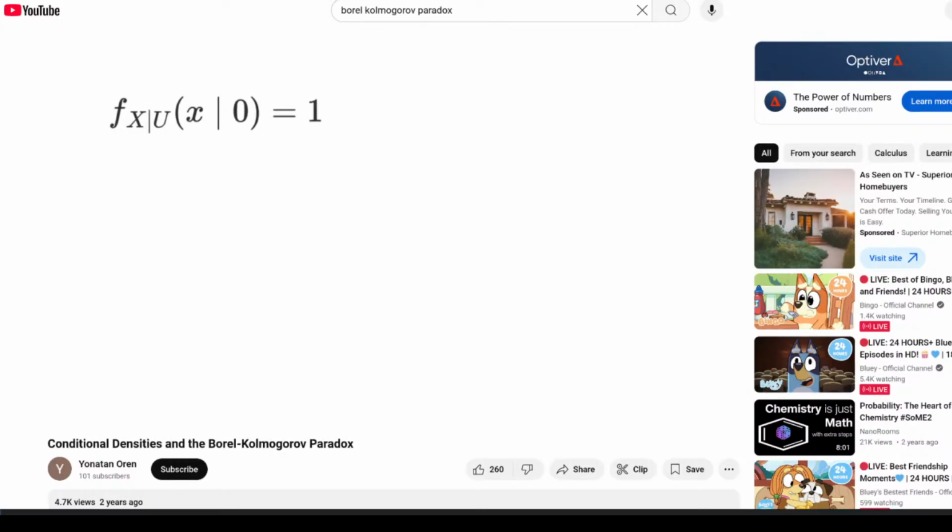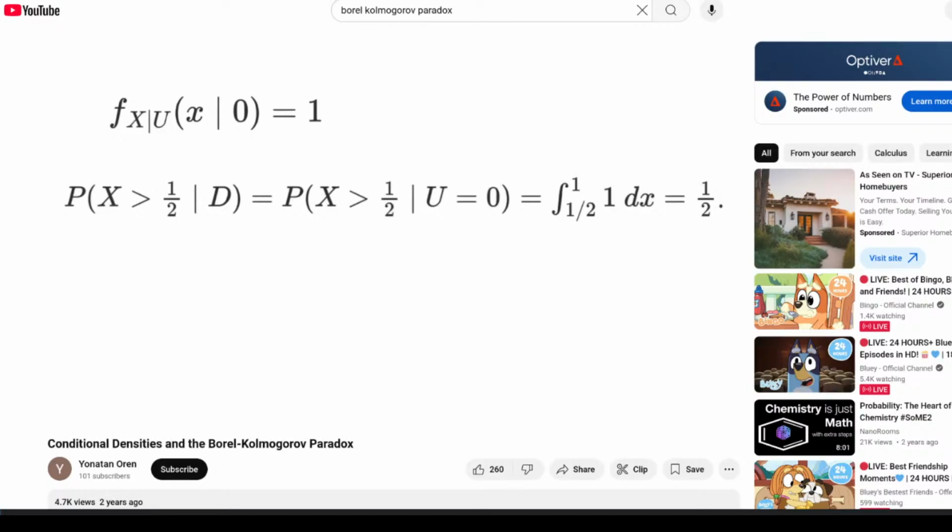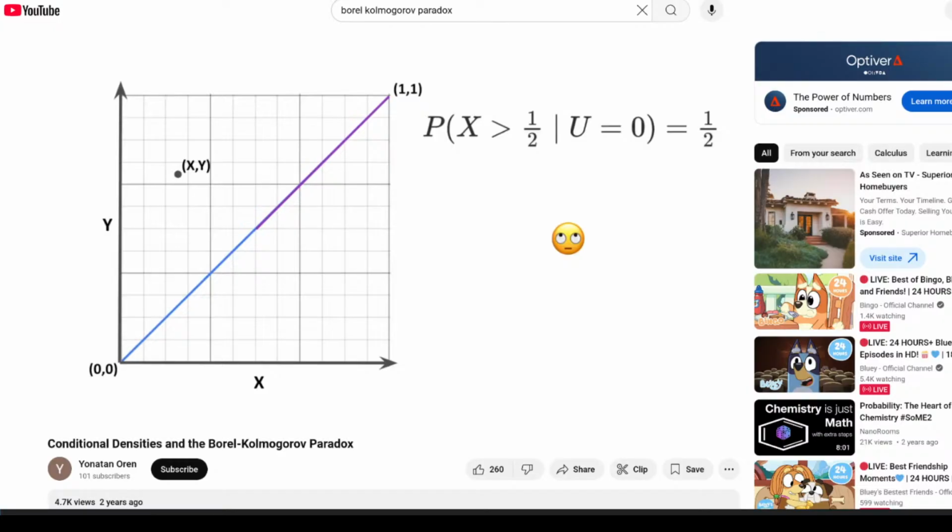Finally, we can conclude that the conditional density of x given u equal to 0 is equal to 1. Now, to compute the probability that x is larger than a half, given that u is equal to 0, or that the chosen point is on the diagonal, we can just integrate this density over the corresponding interval, and our answer is 1/2. Now, that was a lot of calculation to find out something you could pretty much guess just by looking at a picture, since the x-coordinate is larger than a half on, well, half of the line.